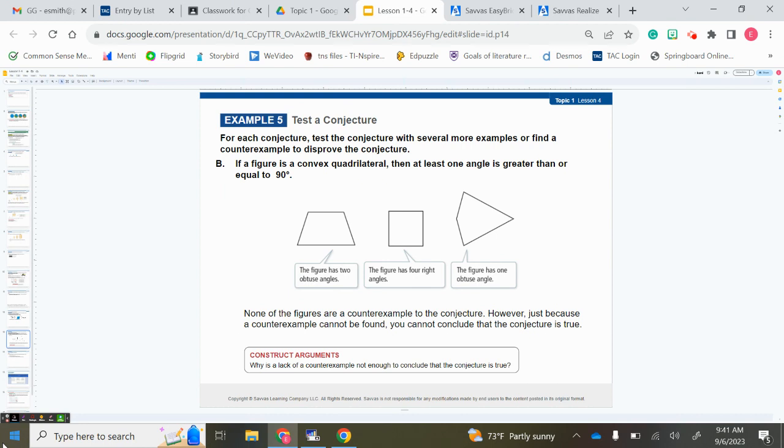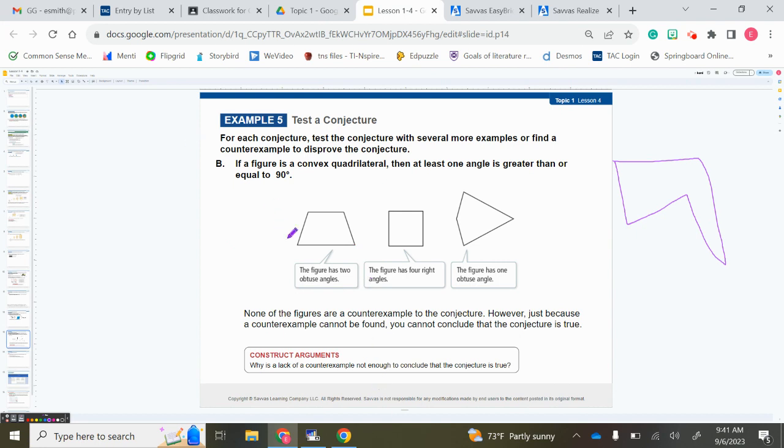Here's the deal with this one. First off, how many of you know what convex means? Okay, so convex means that there's no caving inward of the shape. If I drew something like this, that would be an example of concave. Still a polygon because it connects, but it's a concave polygon. Convex polygons, everything's kind of outward.